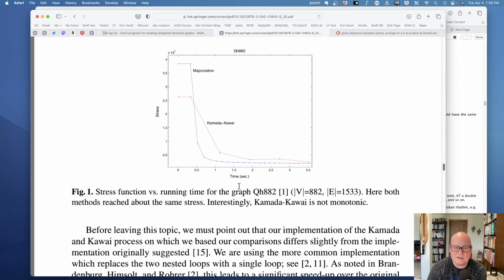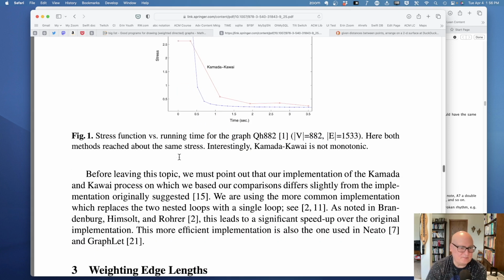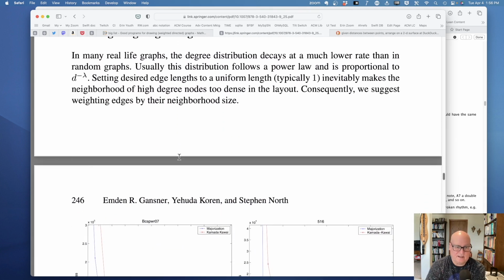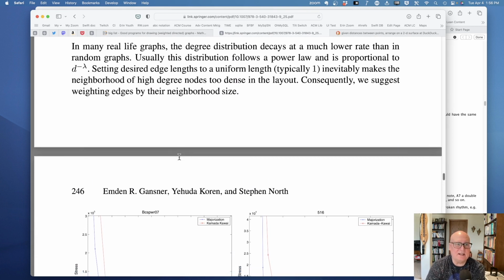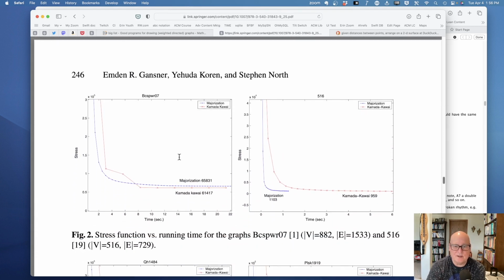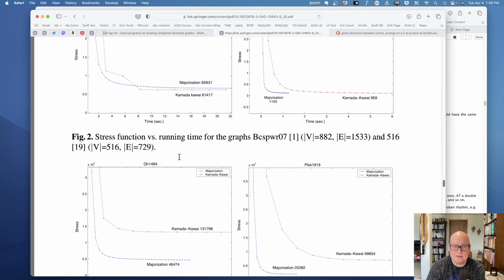Both reach, the stress is not monotonic. Oh yeah, you can see that here. So it goes across, down, down, up, and then down. So we made the situation worse instead of better. Whereas this one, by two seconds in, the last second and a half, you didn't really get any improvement. Interesting. Now, distribution to graphs, decay lower than random. So that may be good for it.